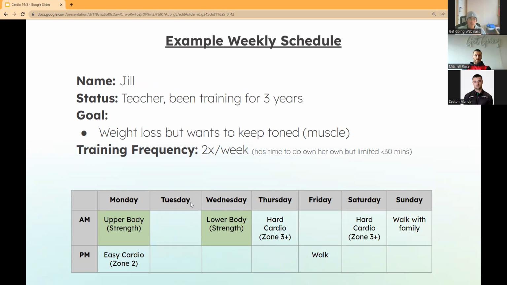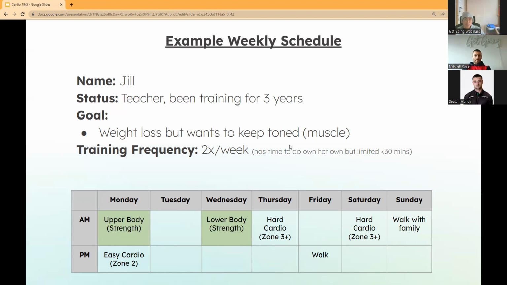In terms of another example, we have Jill here. Jill, teacher, been training for 3 years consistently. Her goal is to lose weight but keep toned, and her training frequency is 2 times a week. However, she has time to do other sessions on her own, but limited to under 30 minutes.